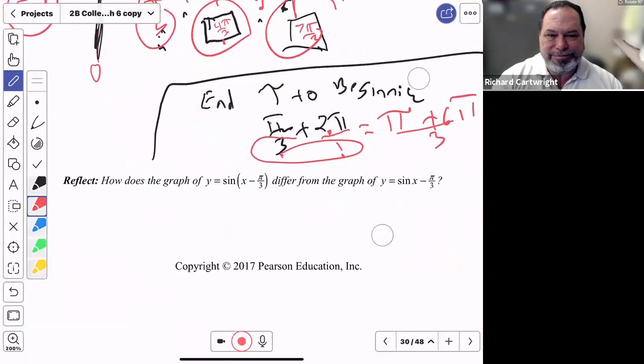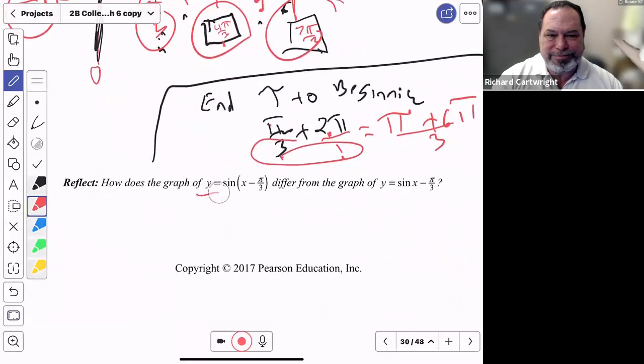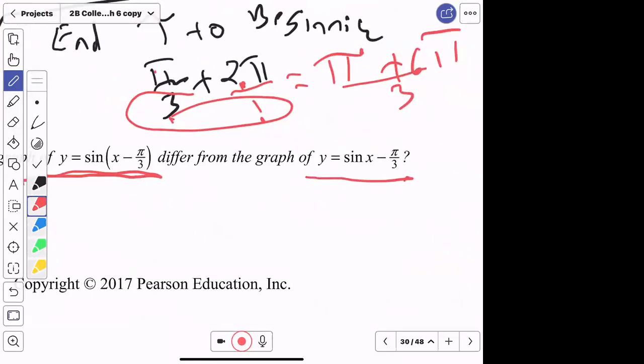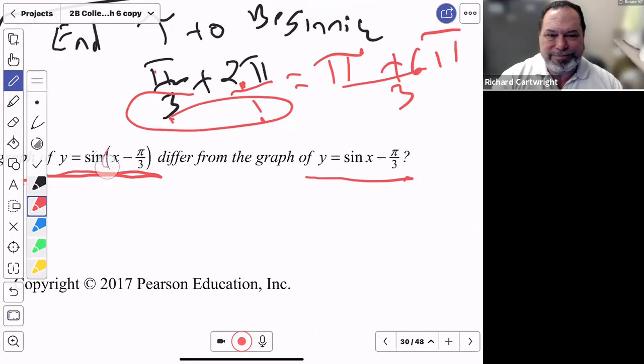I like this question here. How does the graph of this problem differ from the graph of this problem? Notice the differences. One's in parentheses. That one's in parentheses, meaning that this function has to move pi over 3 to the right because there's a minus there.